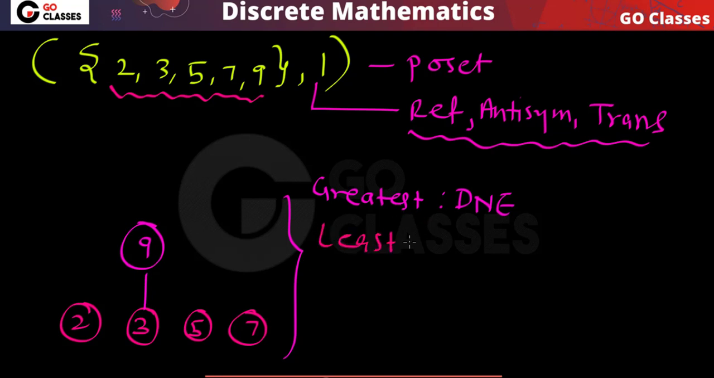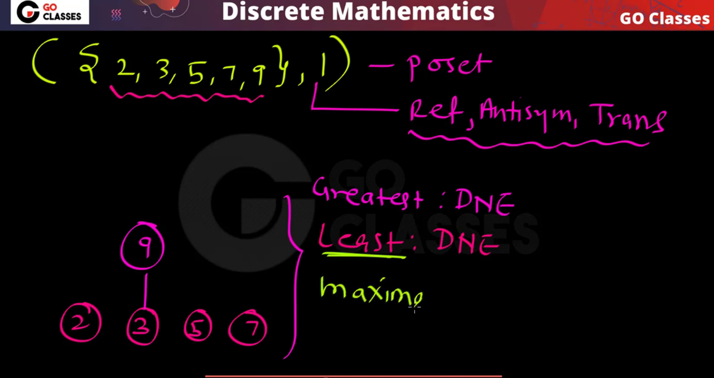And what is the least element? There is no least element either. Why? Because least element means an element which is related to all. You can notice there is no element which is related to all. For example, this 3 is not least, because 3 is not related to 2. 2 is not least because 2 is not related to 3. So there is no element which is related to all. So I can say the least element is also not there.